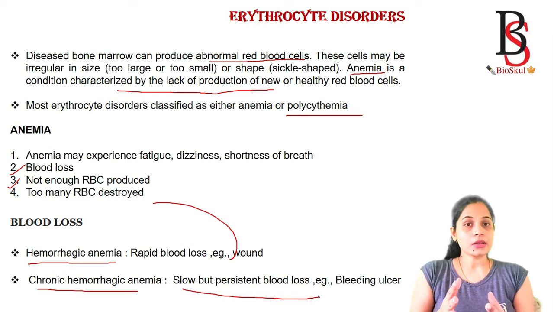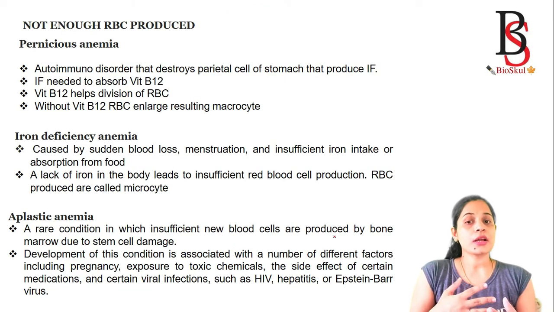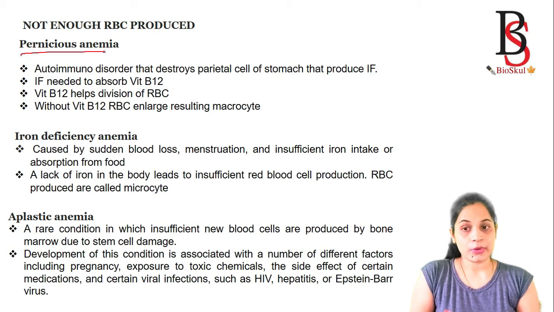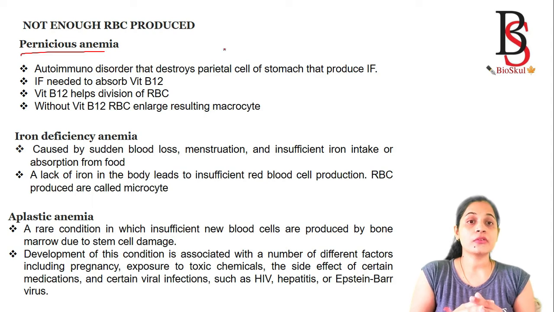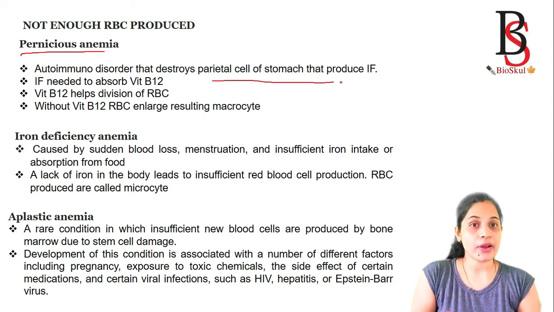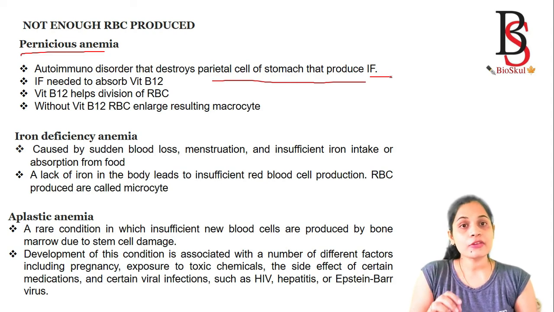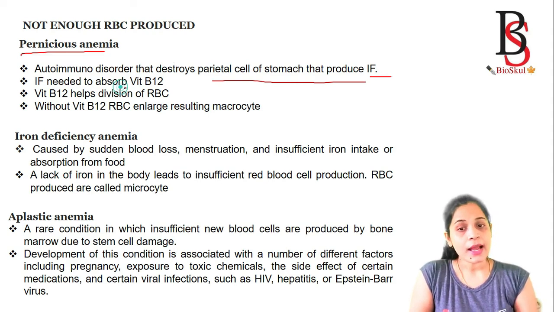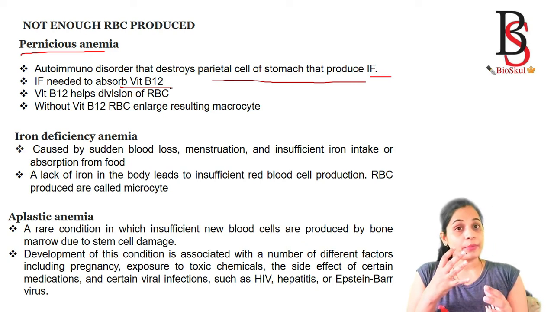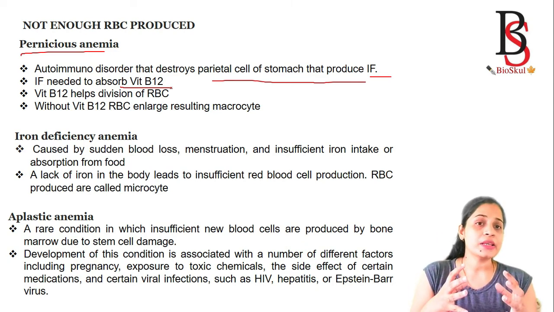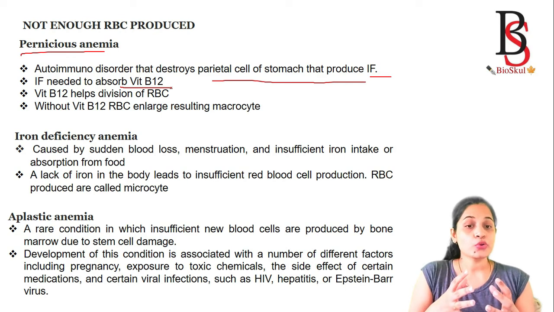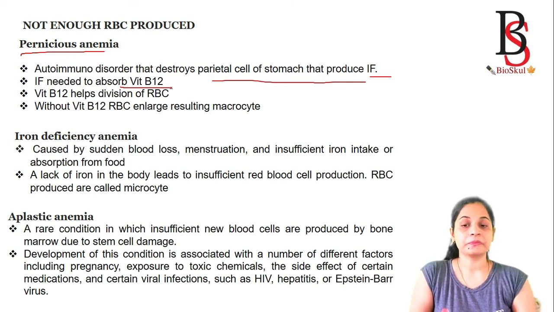Okay. The next condition of anemia is not enough production of RBC. One of the conditions is known as pernicious anemia. Pernicious anemia is an autoimmune disorder that destroys the parietal cells of the stomach that produce the intrinsic factor, that is the IF. And that intrinsic factor, or IF, is needed for absorption of vitamin B12, and vitamin B12 helps in the division of red blood cells. Without vitamin B12, what will happen? The RBC enlarges and it produces macrocytic anemia.